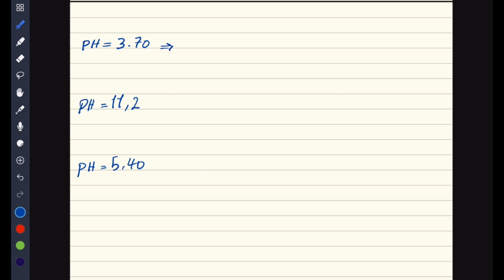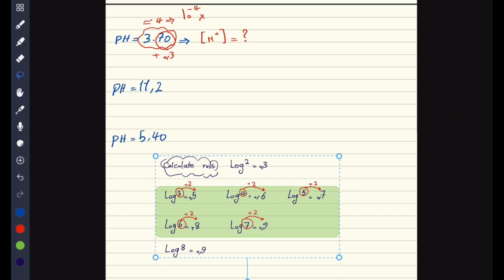The second category of questions are questions where pH is given and proton concentration is asked. To solve these questions, we first pay attention to the pH number and add the smallest value needed to turn it into an integer. For example, in the first question, pH is given as 3.7. So it needs 0.3 to turn it into an integer.